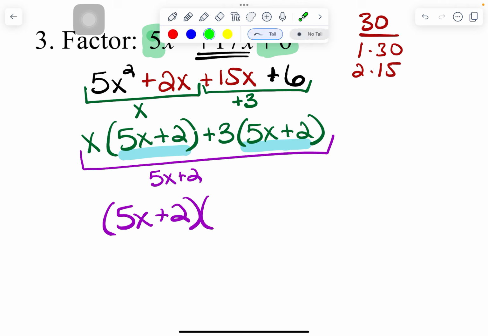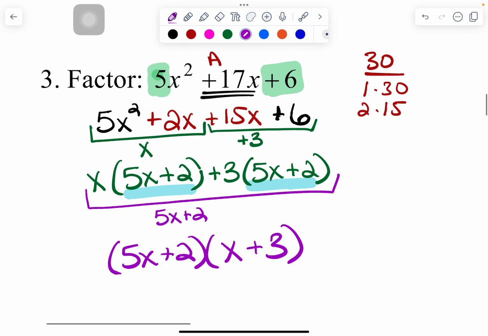All right, and then let's see what's left over. Well, the 5x plus 2 takes out the 5x plus 2. I have an x left. 5x plus 2 will factor out that 5x plus 2, leaving a plus 3 behind. So that would be x plus 3. That looks like a factored form, but here's the deal.